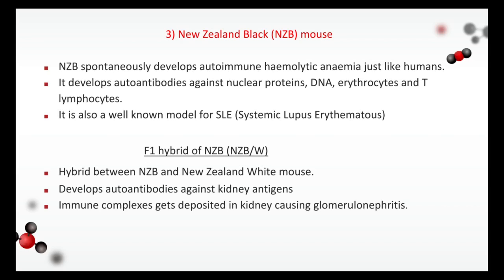glomerulonephritis. Glomerulonephritis is inflammation of glomeruli in the kidneys. Also, granular deposits which are immunocomplex, they are deposited into the kidney, which may lead to kidney failure. So NZB mouse is also very important, but its F1 hybrid is also very important.